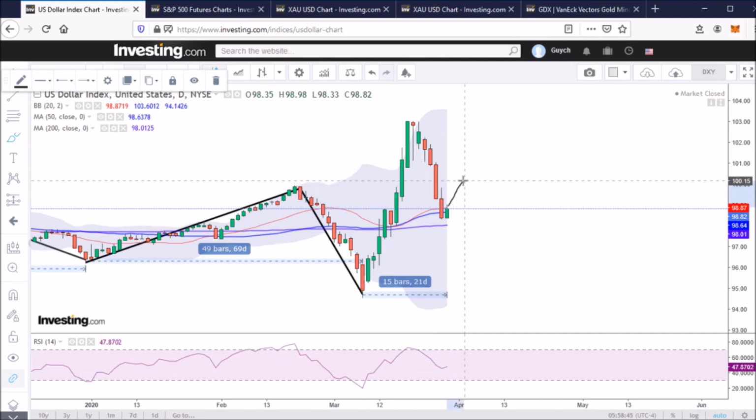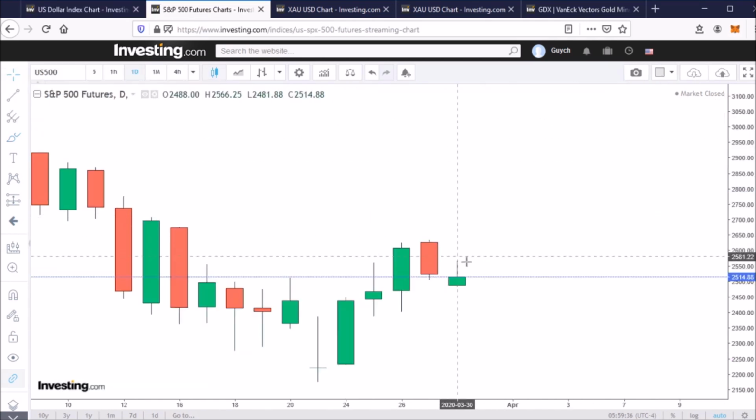So there could be a bounce for, say, a week or so, possibly followed by a further decline in the US dollar. However, if the stock market for some reason crashes again, that will likely lead to another run into the US dollars. So let's have a quick look at the futures for S&P 500.